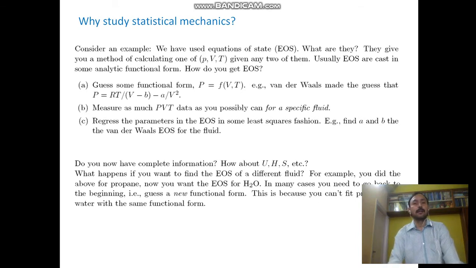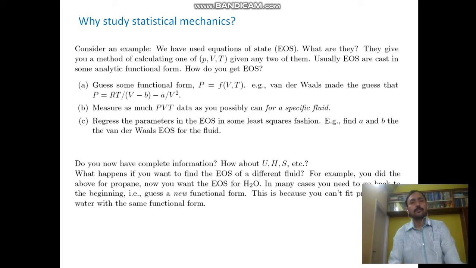Why study statistical mechanics? Let us consider an example. We have used equations of state. What are they? They give us a method of calculating one of pressure, volume, temperature, given any two of them. Usually, equations of state are cast in some analytical function.